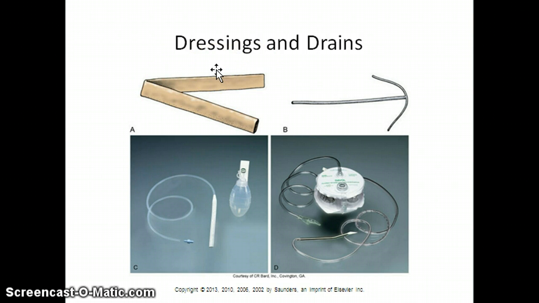Letter A is just a Penrose drain, and then B is a T-tube. What happens with those is they insert those directly into the incision site, and the drainage is allowed to escape that way, so there's no collection device. So when you're using those, you will have to be changing ABDs and dressings much more frequently. When we're using dressings or when we're using drains, we want to make sure that we are recording the output.